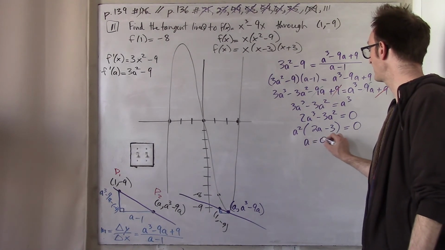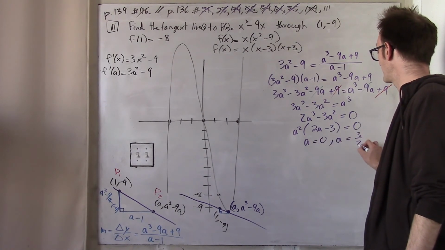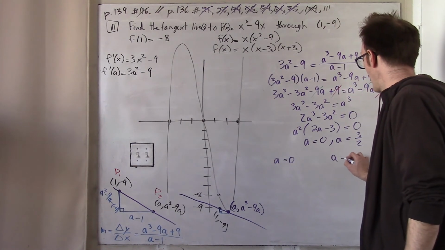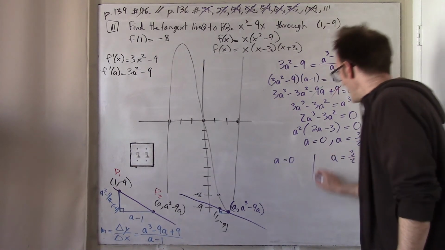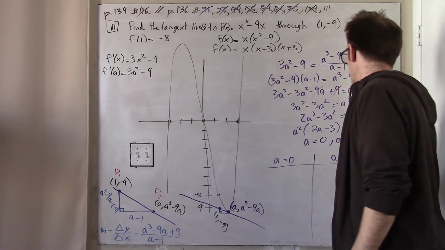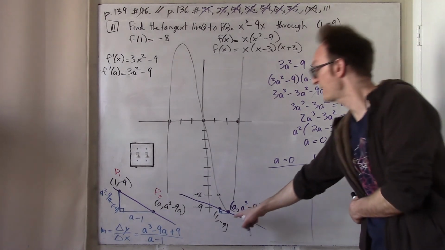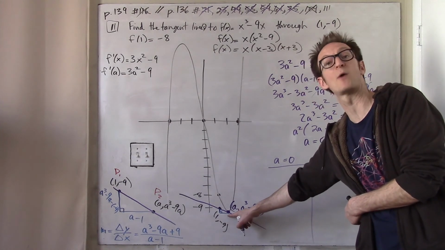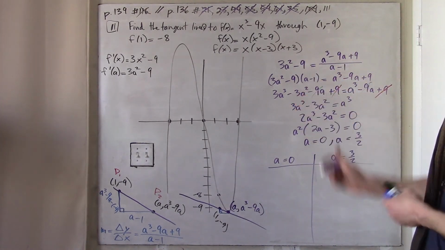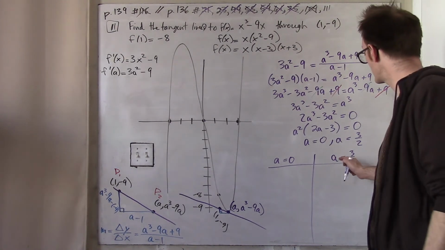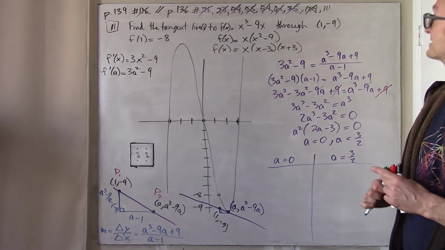a equals 0 and a equals 3/2. Okay, let's explore them both separately, a equals 0 and a equals 3/2. Well, a equals 3/2 is pretty consistent with the point that I have drawn here. That looks like about 1.5, or at least that's plausible considering I didn't try that hard to make a good graph even. Does that all sort of make sense?